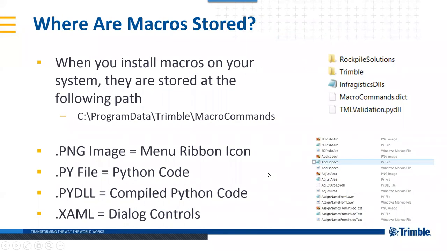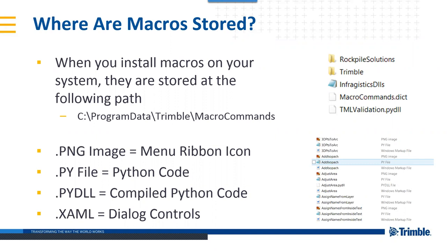And the macros, when you download and install them, get installed into this folder on your computer. So you go to the program data folder, and inside that you find the Trimble folder, and inside that you find the macro commands. And then it looks like the little picture on the top right here, where in this case you can see there's a library of Rockpile Solutions TMLs and a library of Trimble TMLs. And then there's some sort of management functions within that root directory.